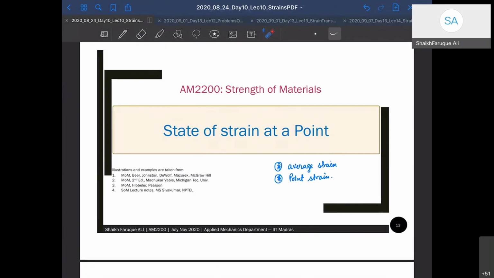there will be an angular change in the material axis, in the sense that if you take two lines which are perpendicular to each other, they will not remain perpendicular after deformation. So that's called shear strain. Today we are going to discuss how to calculate these strains. For a material, we can talk about two things: average strain and point strain.